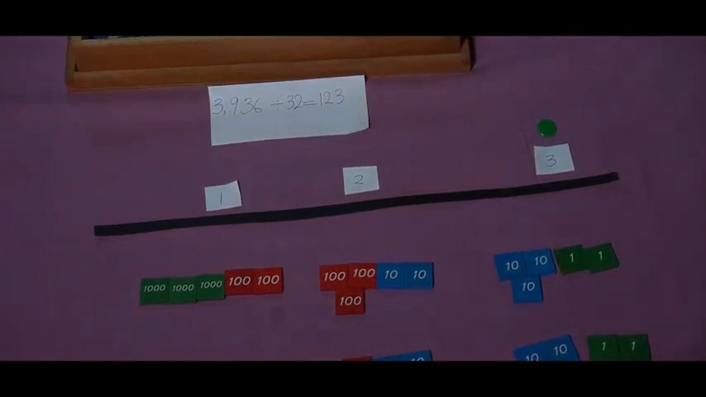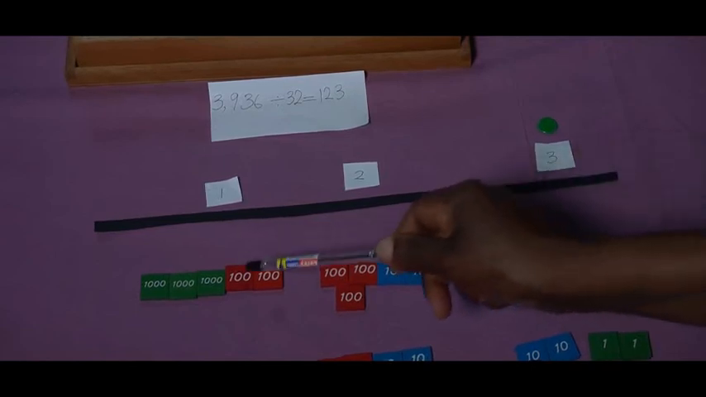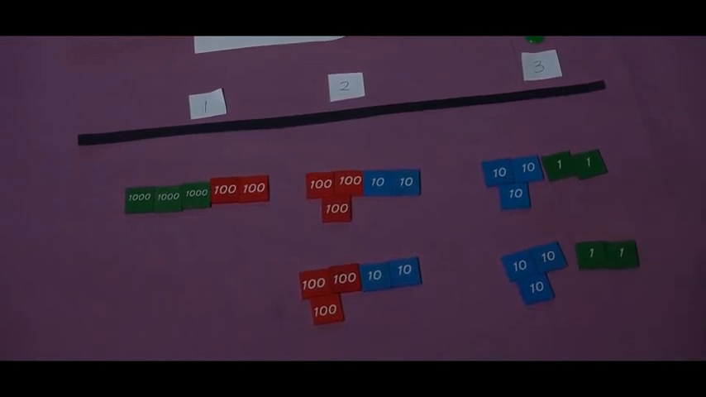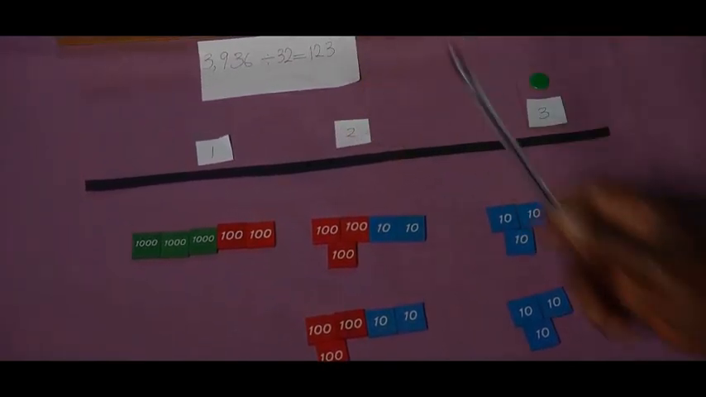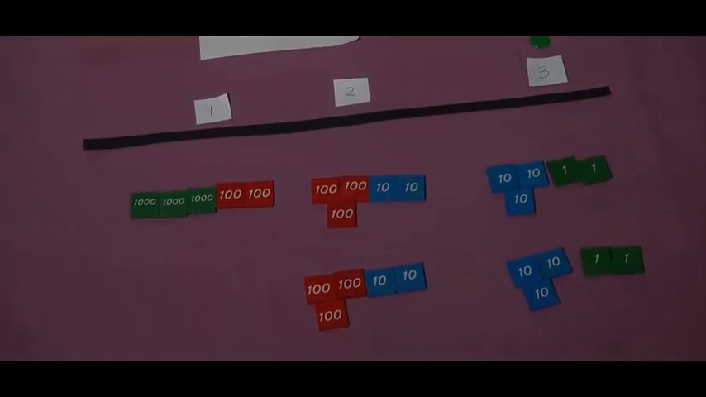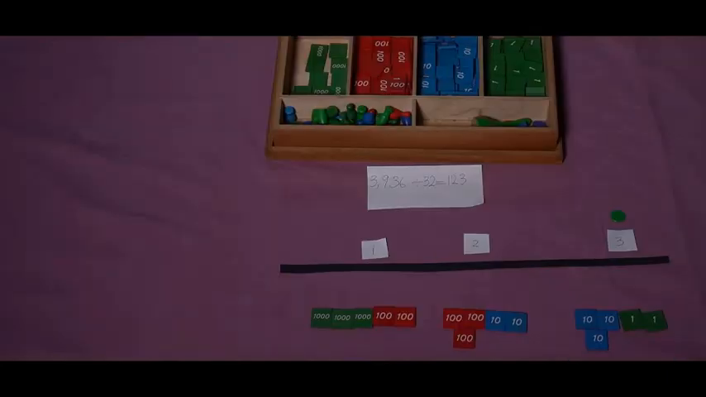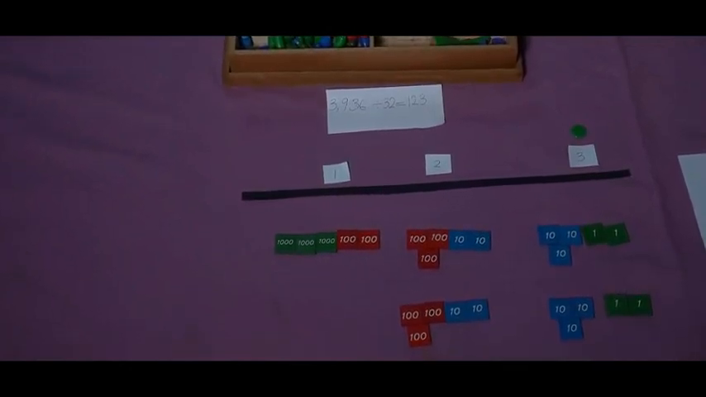If we want to calculate or find out if we are correct, we can add up our quantities here and see if we are going to get the dividend we started with, which is 3,936. So let's go and add all the quantities here and see if we are going to get our dividend back. Let's find out the values of our groups here, the quantities.